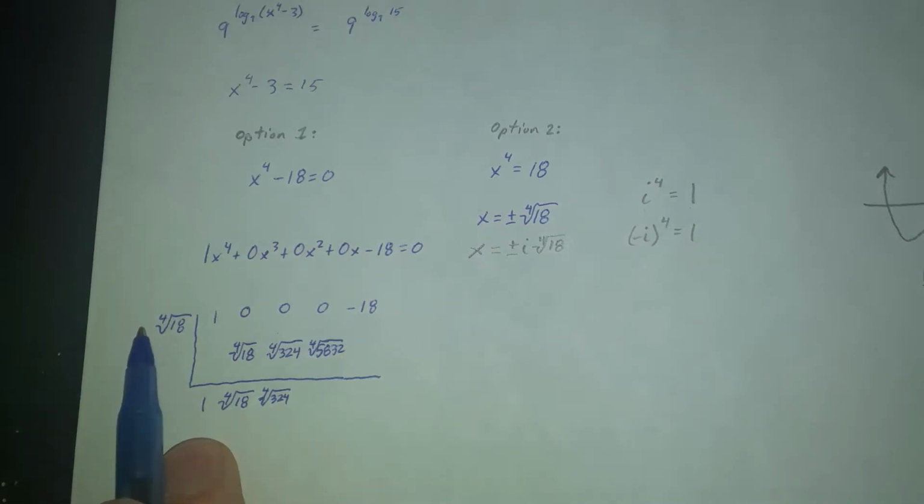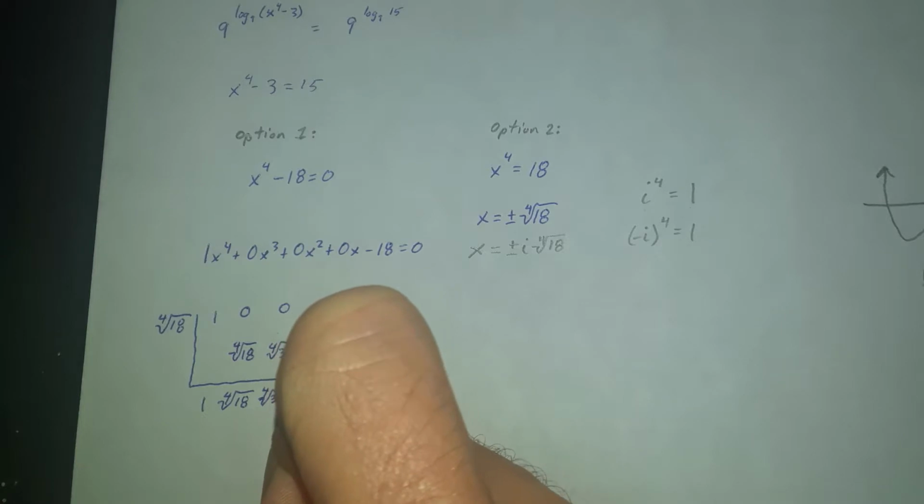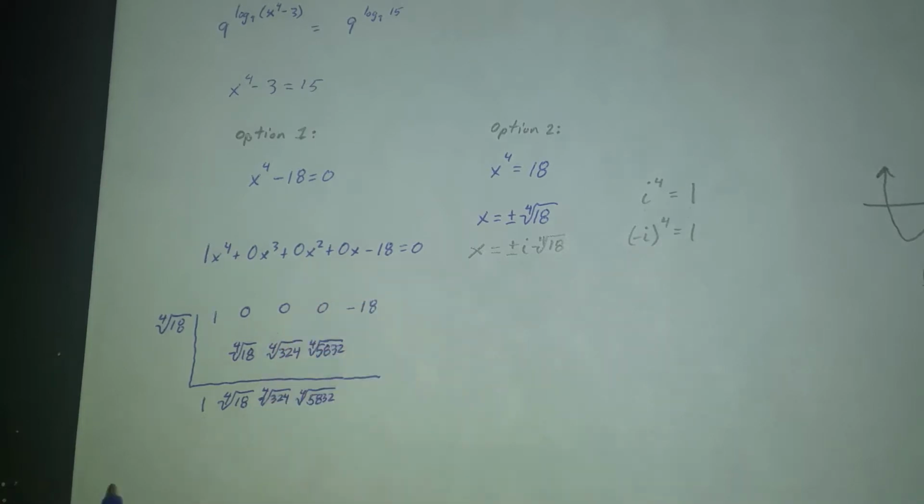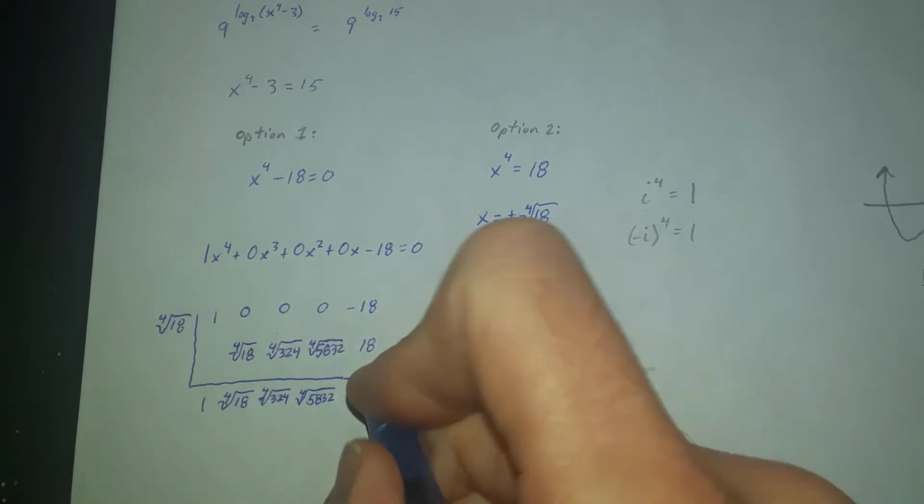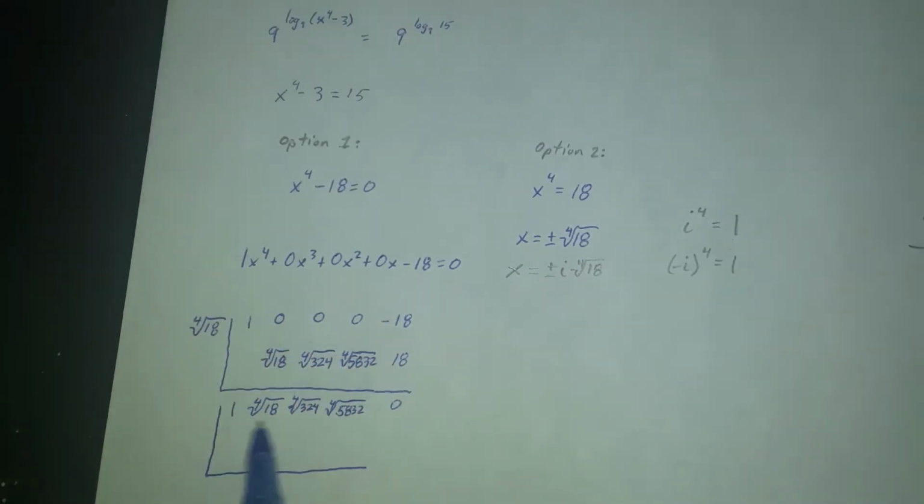And then add these together. This is the fourth root of 5,832. Then I multiply this times this, and this is where it turns out nicely, because that's simply going to be positive 18. Since I've multiplied this by itself 4 times, it just brings me back to 18, and so this is 0.